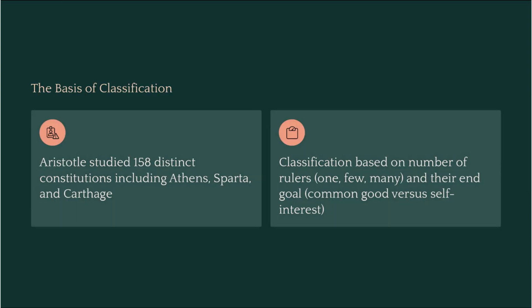Aristotle didn't just guess at these theories. He was a scientist of politics. He studied 158 distinct constitutions from across the ancient world, including Athens, Sparta, and Carthage. From this massive data set, he built a classification system based on two factors. First, the number of rulers, whether it's one, few, or many. And second, their end goal. Are they ruling for the common good or for their own self-interest?